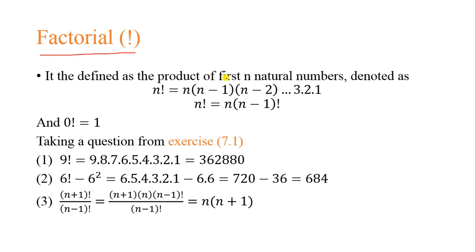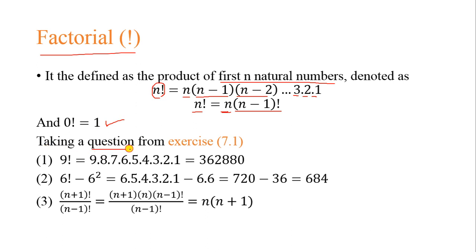It is defined as the product of first n natural numbers and denoted as n factorial. It is mathematically equal to n times n minus 1, n minus 2 up to 3 times 2 and 1. It may also be expressed like this: n factorial is equal to n times n minus 1 factorial, and we have 0 factorial is equal to 1.